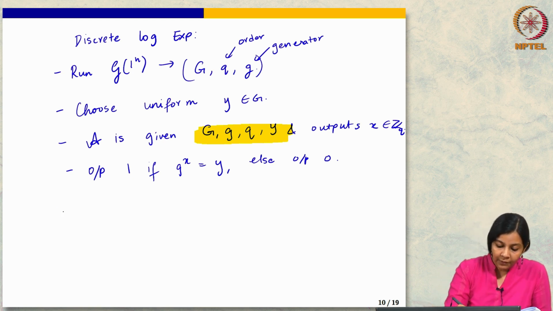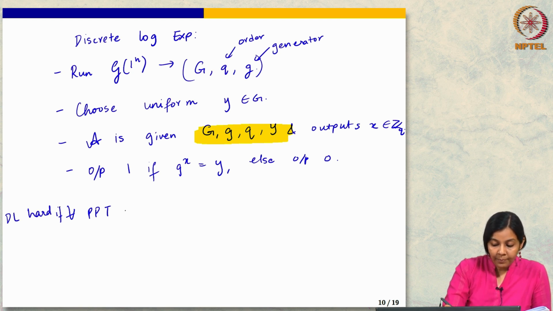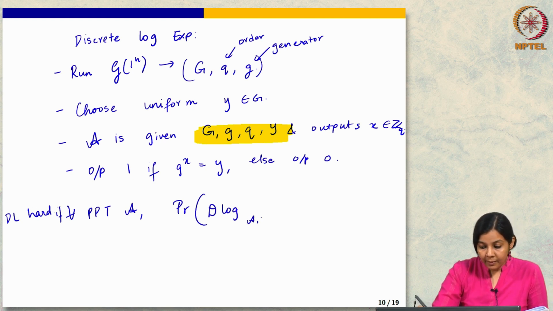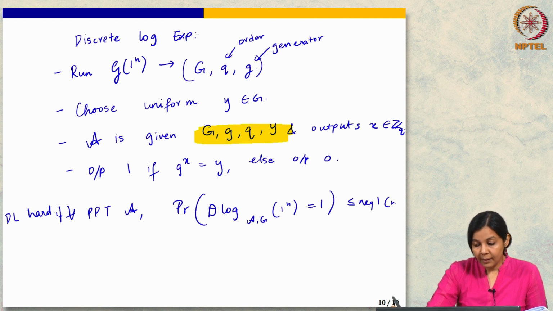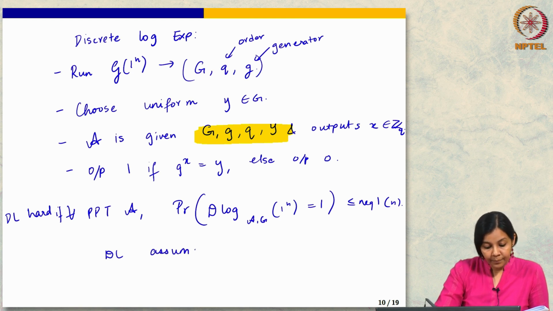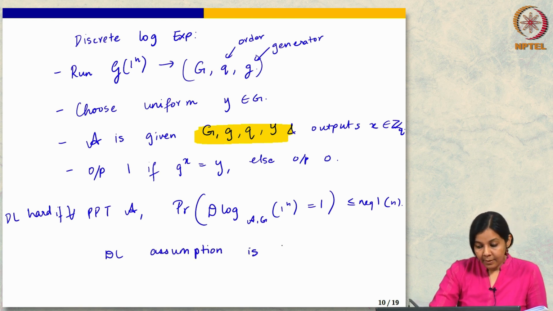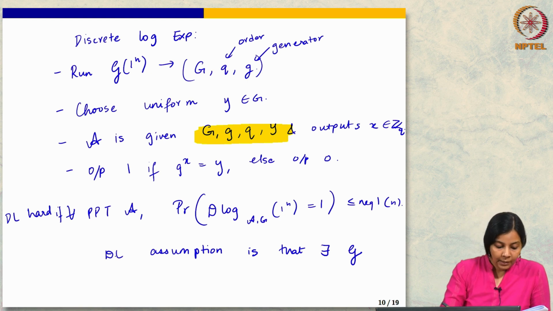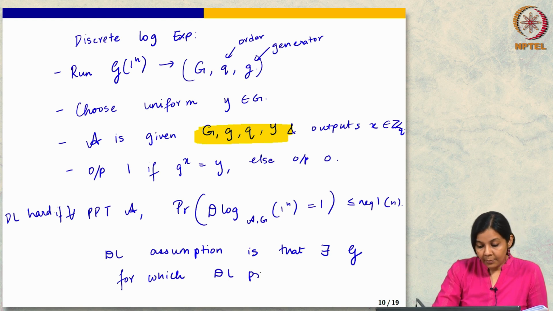Okay, so, in very short I will just say that DL is hard if for all PPT A the probability that this experiment outputs 1 is negligible in n, and the DL assumption is that there exists a G, a group generation algorithm for which the DL problem is hard.